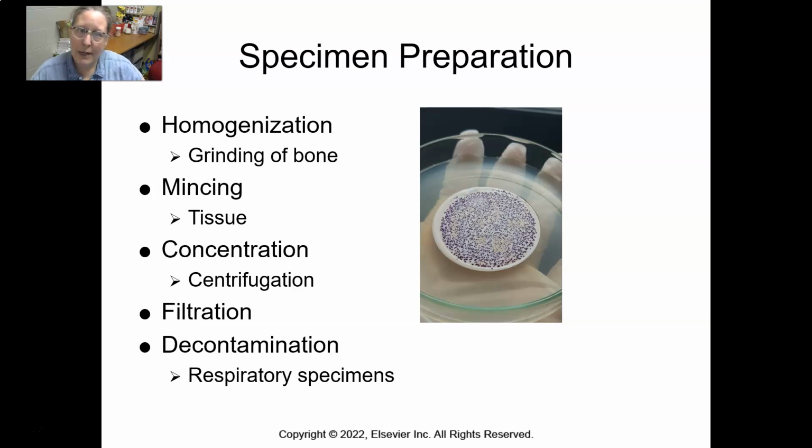Sometimes a specimen might need to be prepared, so they might need some further steps. Homogenization, for example: if it's a surgical specimen, a biopsy of bone that needs to be cultured, it needs to be ground up, minced or cut up for tissue. Some liquid specimens might need to be concentrated via centrifugation or filtration. This is what's shown here, where the organisms are caught on the filter paper, and then that's what's put on the agar. Sometimes decontamination is needed, where you break up some of the mucus and normal flora, for example, in a respiratory specimen.